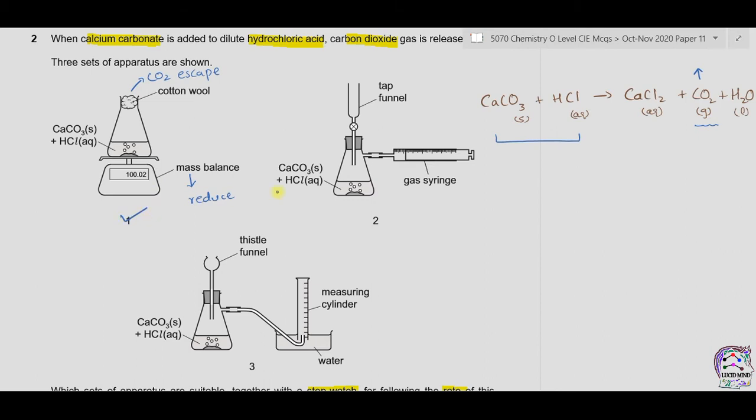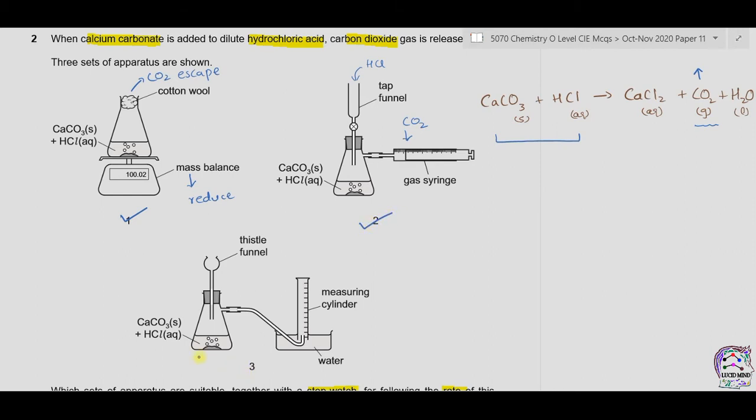So we can measure the rate of this reaction by using mass balance. So 1 is correct. In 2 we can see that tap funnel is used for acid HCl. And we have a mixture of calcium carbonate and HCl which produces carbon dioxide gas. Gas syringe is used to measure CO2 gas, and we also have a stopwatch. So apparatus 2 is also correct.